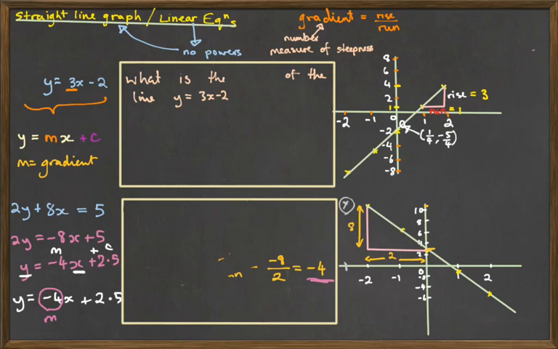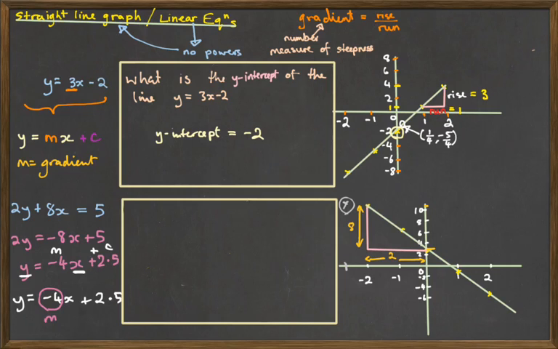Now, we're moving on. We're going to look at the y-intercept. The y-intercept is where it crosses the y-axis, which is that point there, which I've just circled. So what is the value of the y-intercept? Well, you can just read it off. And actually, for this equation, the y-intercept is equal to minus 2.